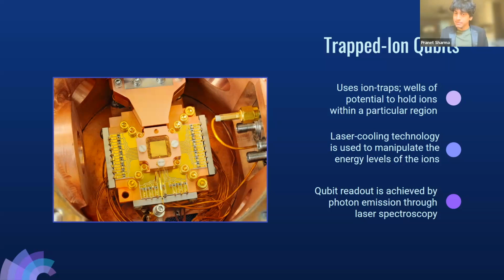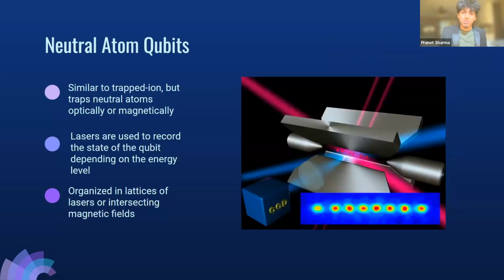And lastly, we have neutral atom qubits, which essentially dispose of the ion and only use atoms that are neutrally charged. They are often trapped optically or magnetically, and you use lasers to record the state of the qubit depending on the energy level. And they're typically organized in these lattice formations of intersecting magnetic fields. Now, these two technologies might seem really similar, but some of the biggest differences between them is that neutral atom qubits have much stronger interactions than trapped ion qubits, while trapped ion qubits typically have longer lifespans than neutral atom qubits. And this goes into the comparison between all three technologies.